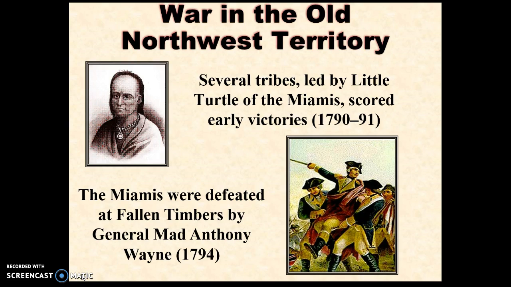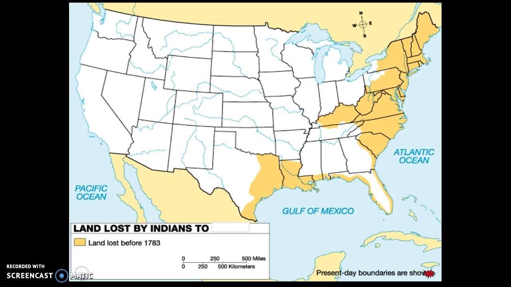So as Mad Anthony Wayne goes out, there are several tribes who have different wars between 1790 and 1791 in the Northwest Territories. They're led by a man named Little Turtle of the Miamis, which is why there's a city named Miami, not just in Florida. But eventually the Miamis are defeated at Fallen Timbers by Mad Anthony Wayne, and this kind of puts to rest some of the Native American issues we have at the beginning of our country.